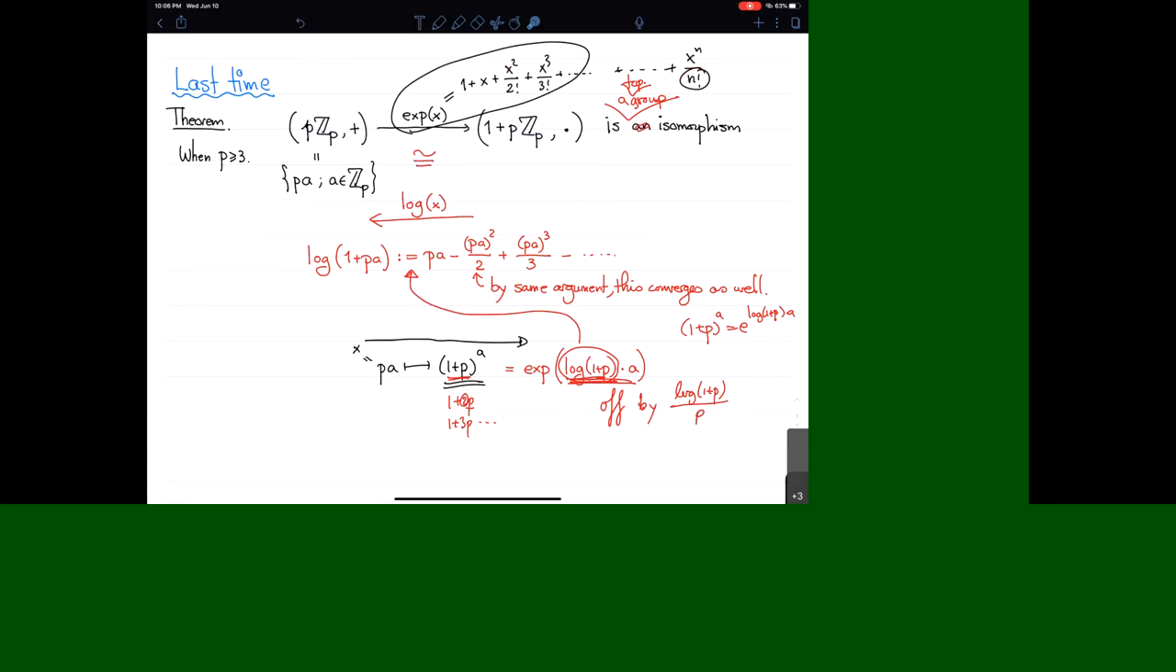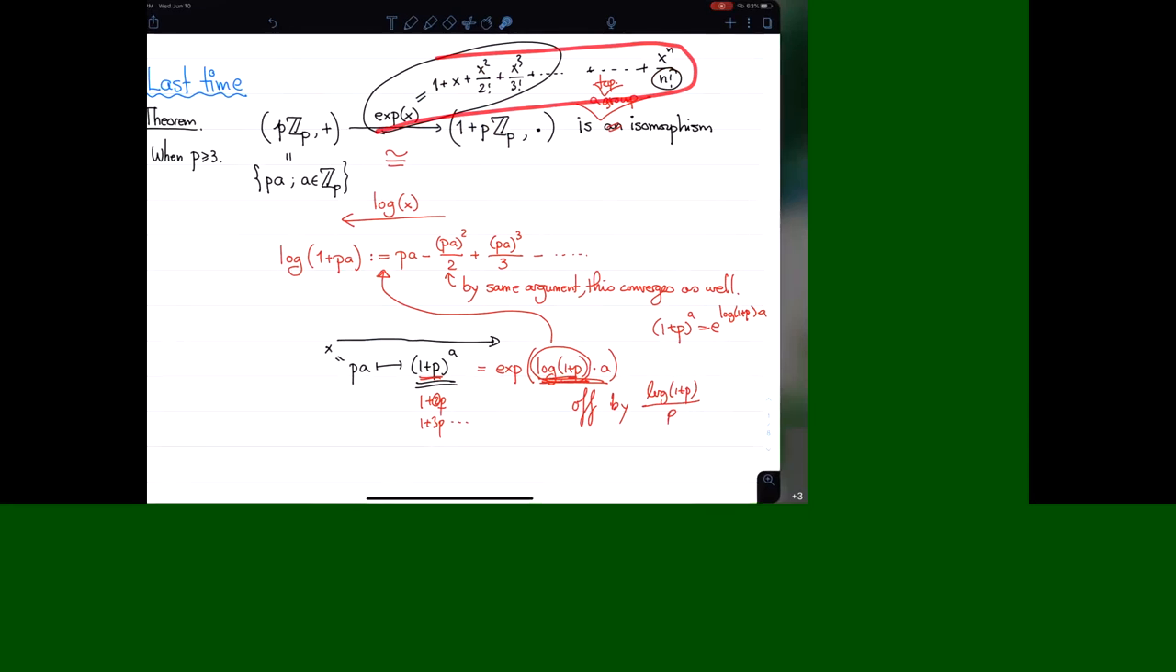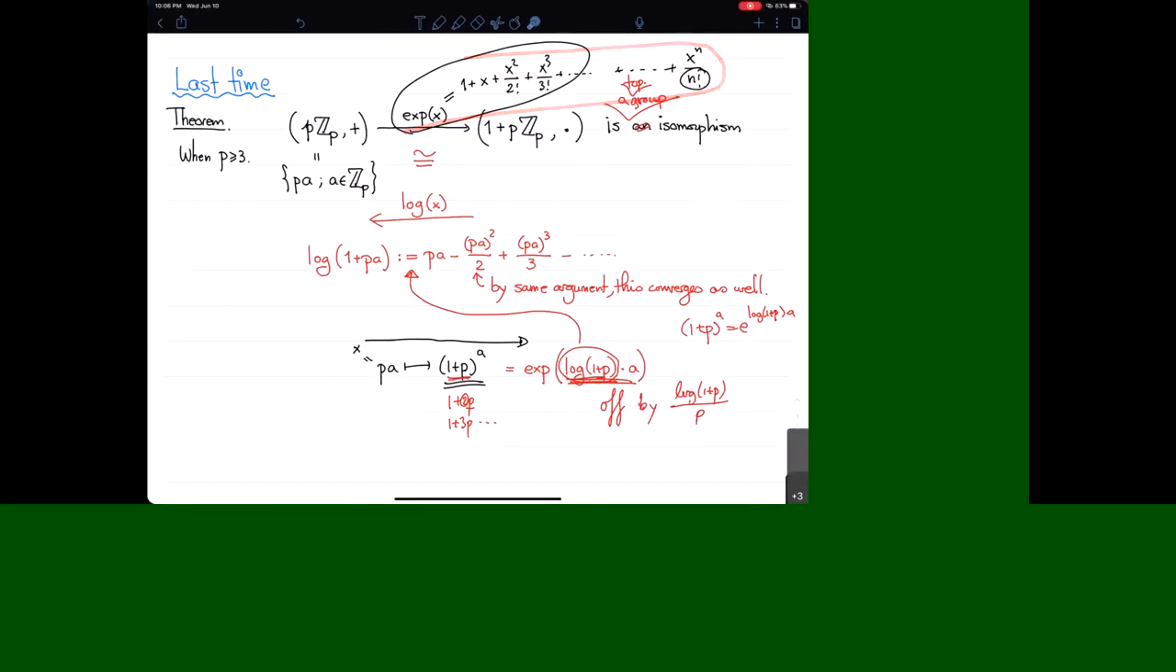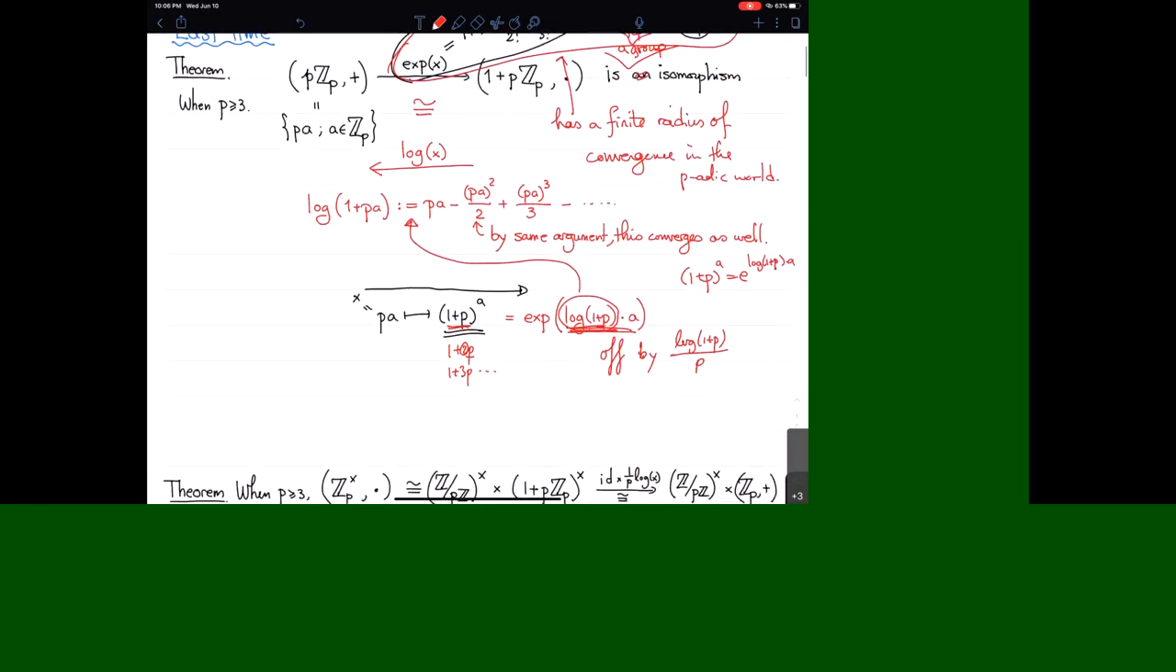It turns out that this Taylor expansion you have over here in the p-adic world, maybe I just write, this has a finite radius of convergence in the p-adic world. So that's another comment I want to make here.